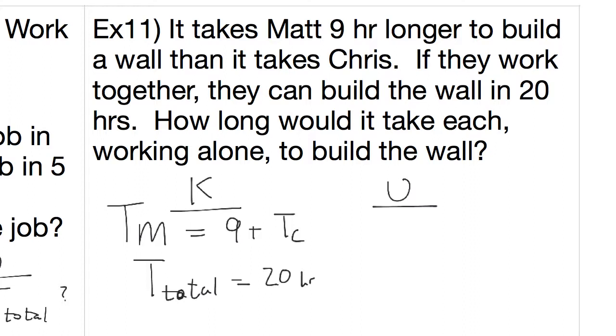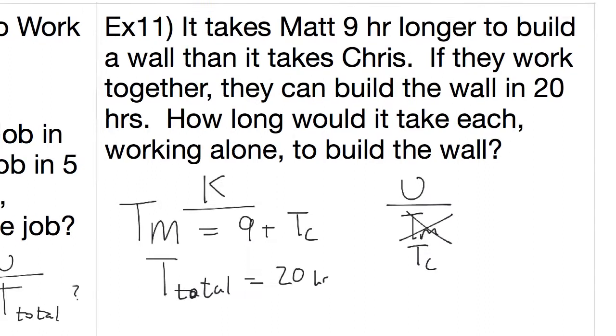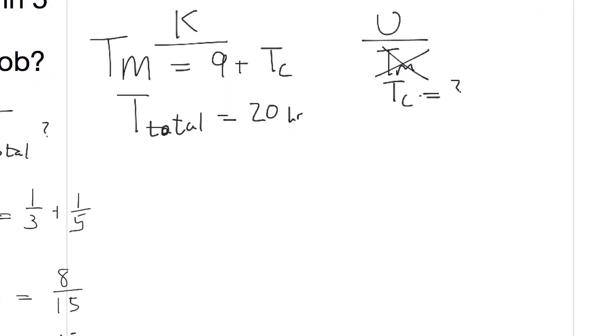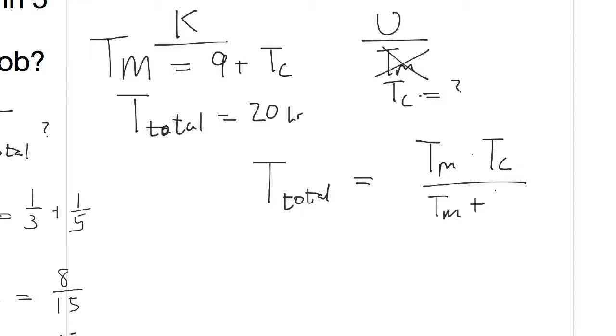What we don't know is time for Matt or time for Chris. Well, if we knew the time for Chris, then we could figure out what the time for Matt is. So what we really want is the time for Chris. Let's use the formula. The one we have memorized is going to be T total is going to be time for Matt times time for Chris all over time for Matt plus time for Chris.